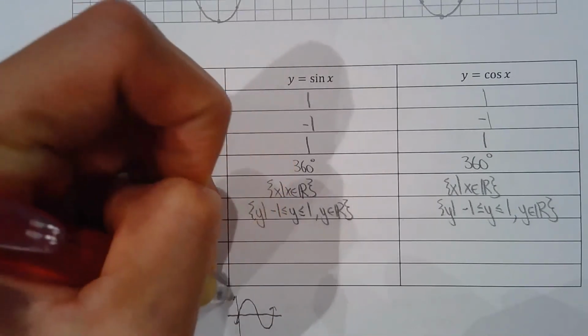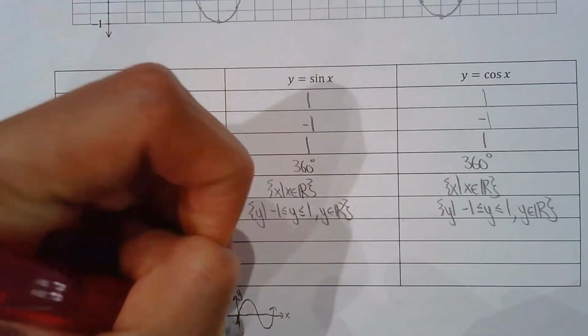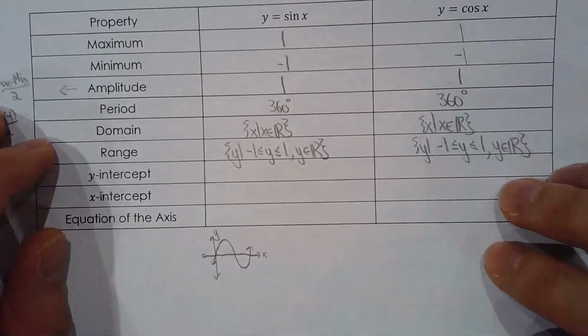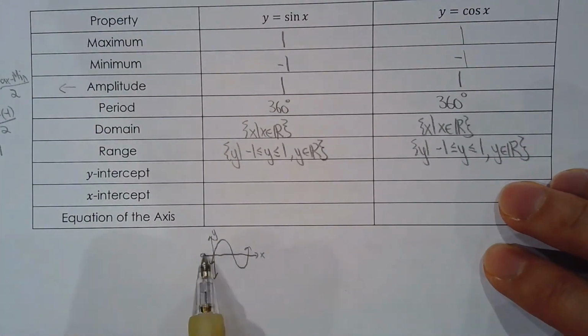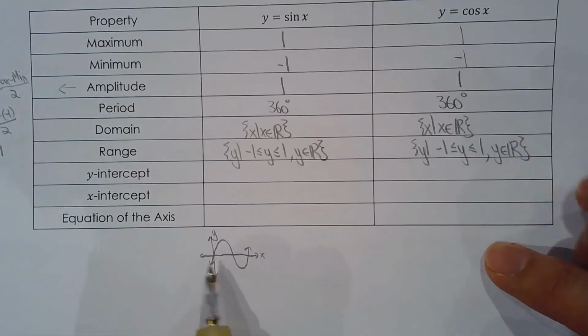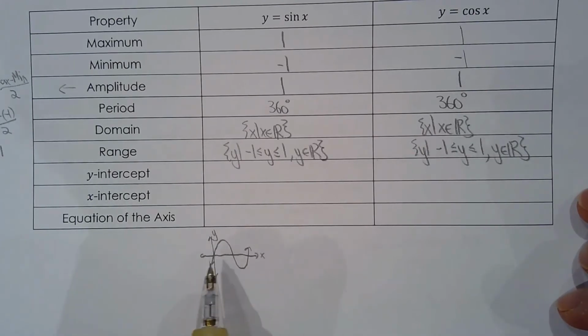In fact, some people call it the midline. You have to state the equation of the midline. Some people call it the central axis, but I believe the textbook that we're using calls it the equation of the axis. Doesn't matter, call it the central axis, call it the midline. No matter what you say, the equation will be y equals 0. It will be the x-axis, which divides your beautiful wave into a top half and a bottom half.